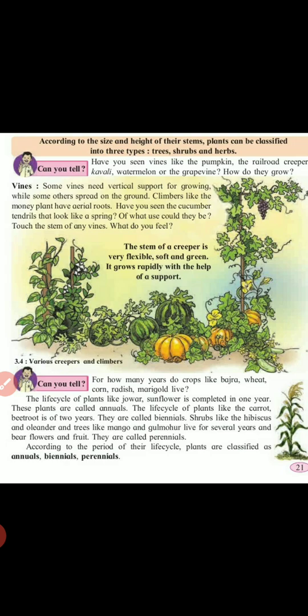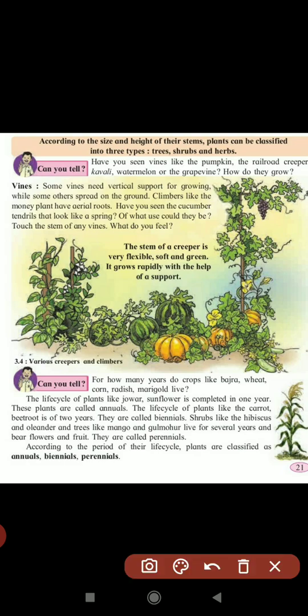Have you seen vines like pumpkin, railroad creeper, kakdi, watermelon, and grapevine? How do they grow? If you look at the pumpkin and watermelon, they spread on the ground, and the vines of the railroad creeper also grow on the ground. But when it finds any support, it starts climbing using its flexible stem. Again, the grapevine grows with the help of support using its tendrils.